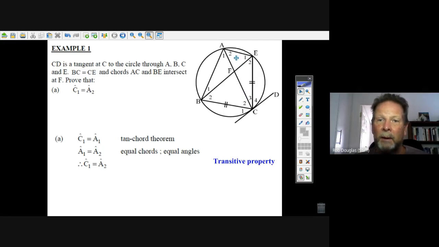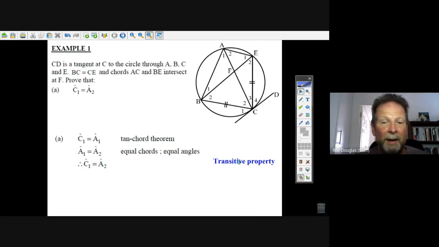Well, A1 and A2 both open up. They both subtend the segment of the circle EC here and BC here. They both subtend these chords that are of equal length, so they must be equal. So A1 equals A2, equal chords, equal angles. Now, if C1 equals A1 and A1 equals A2, it makes sense. And the way everybody over here just writes, they go, therefore, C1 equals A2.